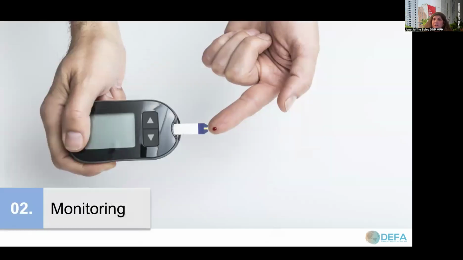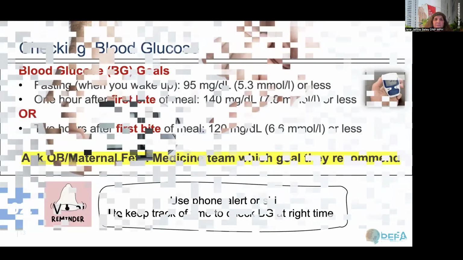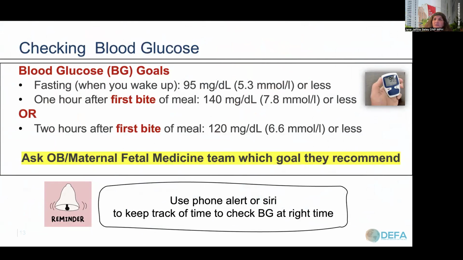Glucose monitoring is extremely important in determining whether the lifestyle changes are enough or the person has to go on to pharmacologic therapy. The first choice is always insulin. So let's talk about monitoring. The glucose is recommended to be checked differently in pregnancy than in non-pregnant women. So you check fasting when the person first wakes up in the morning, and it should be less than 95 milligrams per deciliter or 5.3 millimoles.